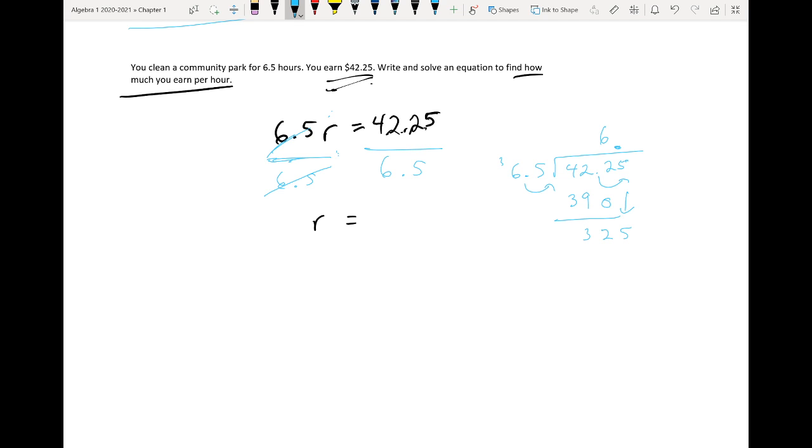60 goes into 300 about 5 times. So let's try that. So 5 times 5. Carry the 2 in this case. 5 times 6 is 30, plus 2 is 32. So then that is going to be our answer here. This is 6.5, which means it's a rate of money. So $6.50 per hour.